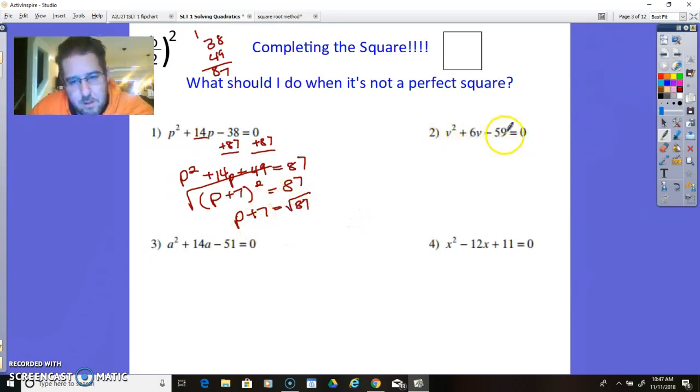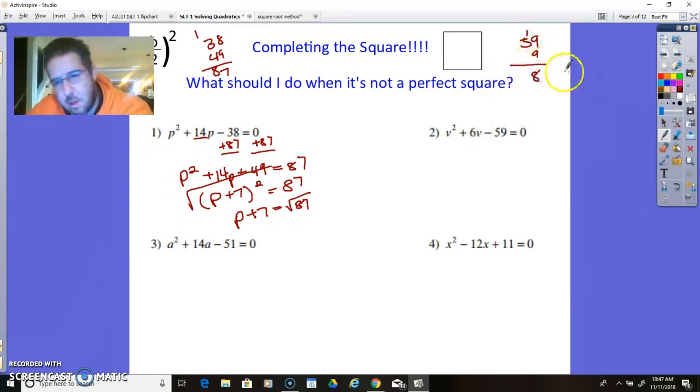All right, same thing over here. So theoretically, that's the idea. Half of b is 3, and 3 squared is 9, so I'm going to make this 9. I'm not just going to add 59 to get it back to 0, but I'm going to add 9 more than that, which is going to make 68. Add 68 to both sides. So you get v squared plus 6v plus 9 equals 68.